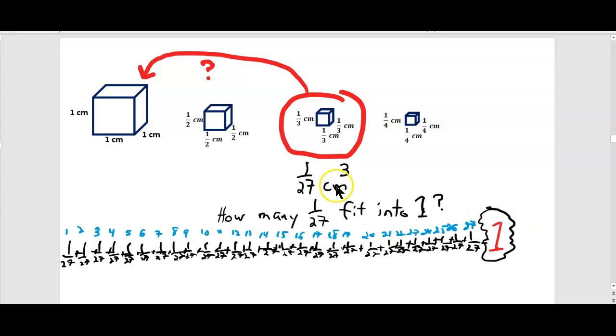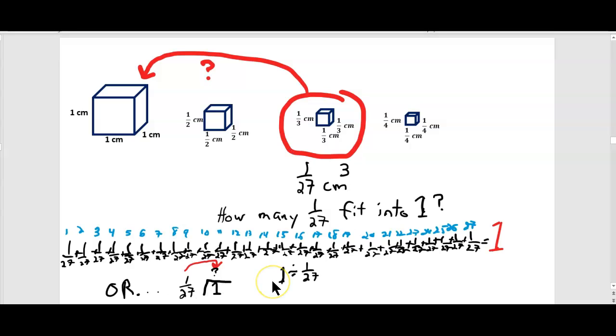So, okay, so we can fit 27 of them in there. Or you can say, how many times does 1/27th go into, or in other words, fit into 1? Well, that's the same thing as 1 divided by 1/27th. And of course, 1 divided by 1/27th is a fraction here. It could be 1 over 1, whatever.